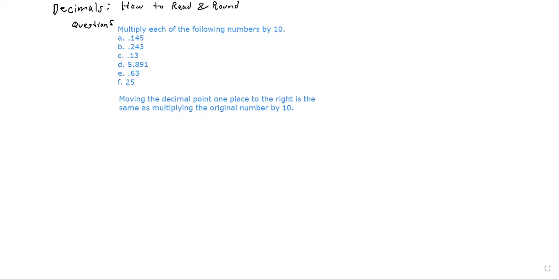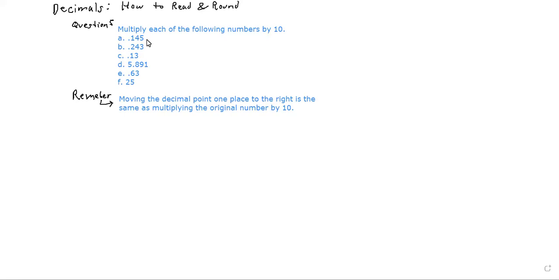So we have to remember, and I'll write this down here, that moving the decimal point one place to the right is the same as multiplying the original decimal by 10. So if they ask us to multiply each of the following numbers by 10, all we have to do is move that decimal place one place to the right, and we'll get the same value. All right, so let's go ahead and do that. And you can test this on your calculator.